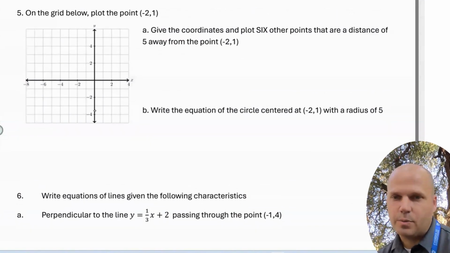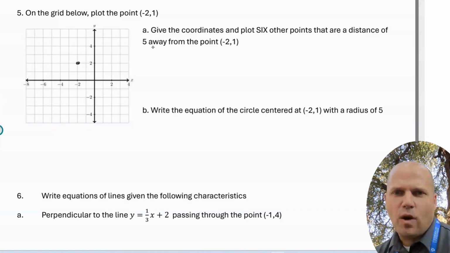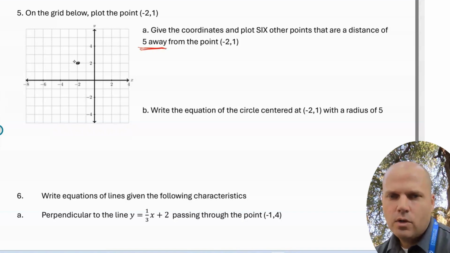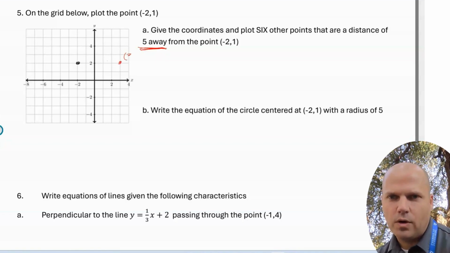This one's easier than the previous one. You've got the point -2, 1, a distance of 5 away. What are the easiest distances? Just to the right 5, down 5, left 5, up 5. So 1, 2, 3, 4, 5.